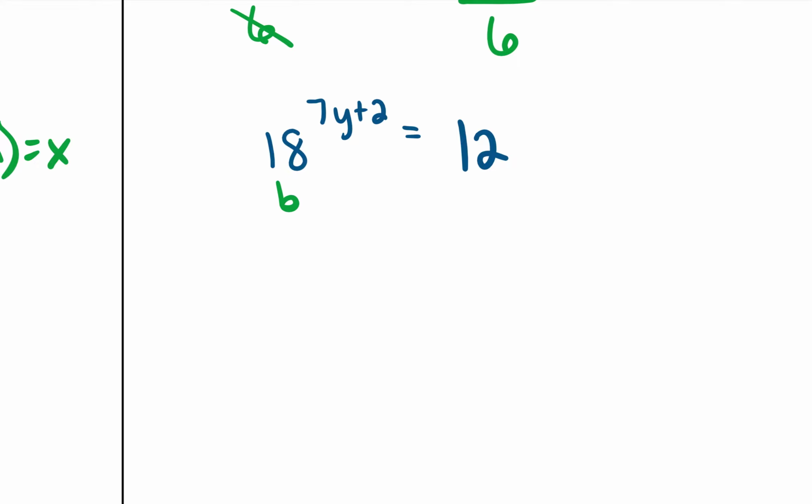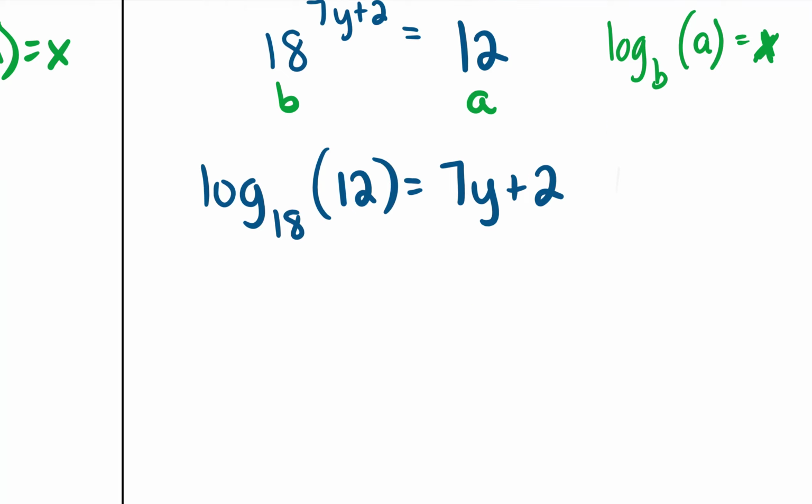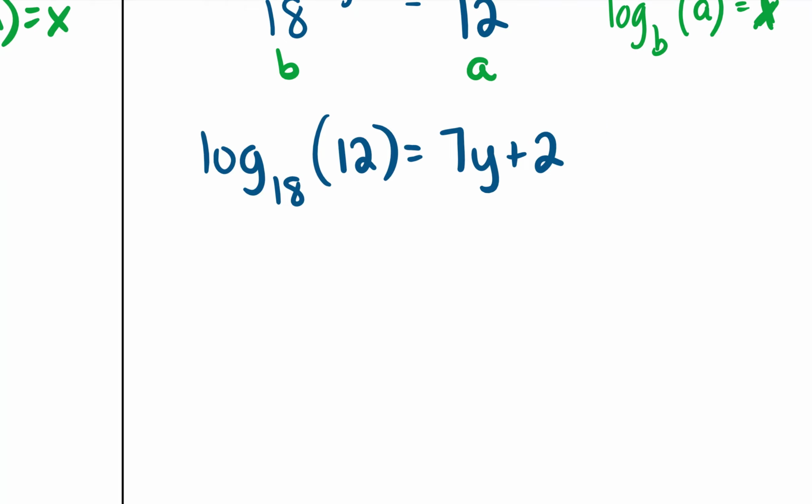So here's base, here's x, here's a, and I want log base a equals x. Okay, whoa. So let's rewrite this in log form. So I have log base 18 of 12 equals my exponent, which is 7y plus 2. Now I can solve for y.